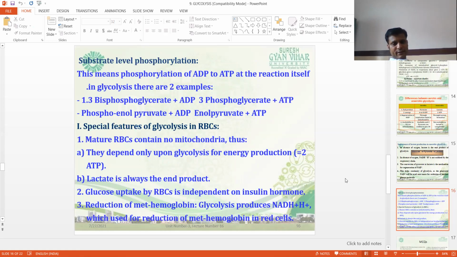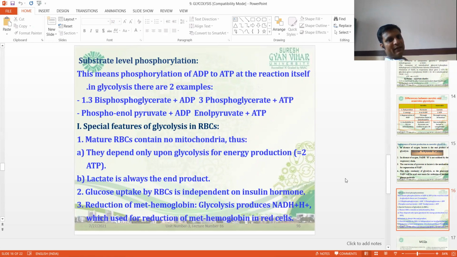Then substrate level phosphorylation. This means phosphorylation of ADP to ATP at the reaction itself. In glycolysis, there are two examples: 1,3-bisphosphoglycerate plus ADP gives 3-phosphoglycerate plus ATP, and phosphoenolpyruvate plus ADP gives enolpyruvate and ATP.